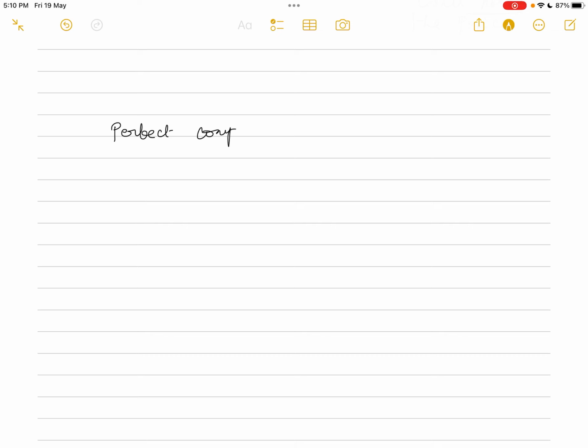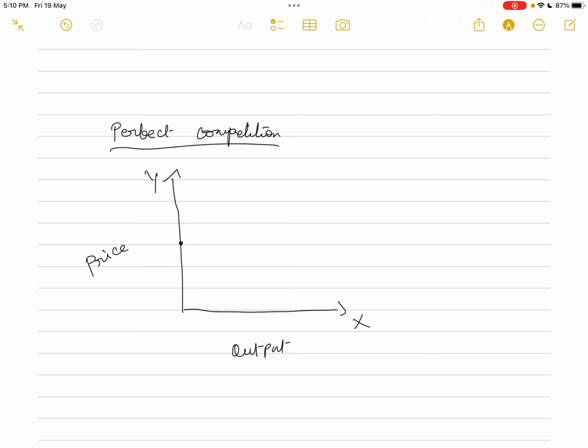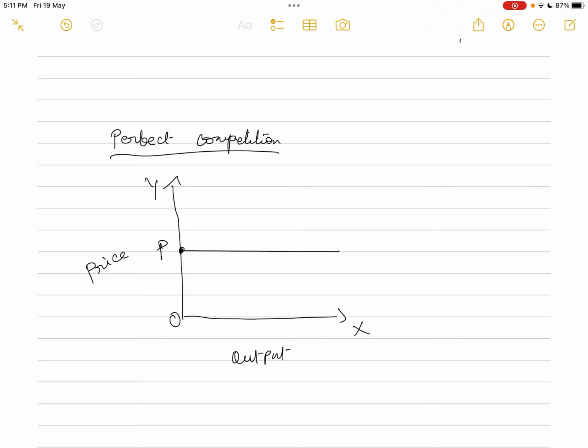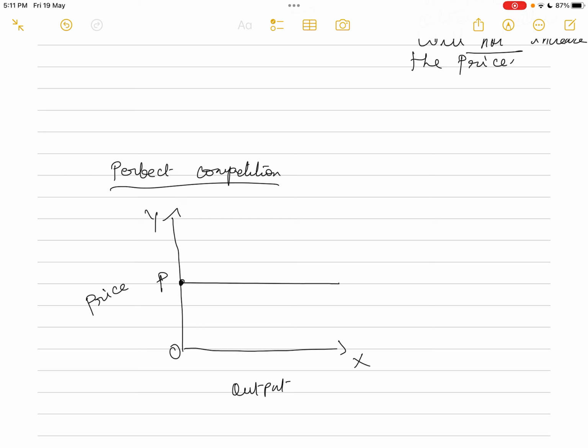See, in perfect competition, what is happening? This is the shape of the average revenue curve in perfect competition. On the x-axis we are representing output, on the y-axis we are representing price. We know that the seller cannot change the price, so the price is fixed at OP. The seller can sell any amount of commodity at this price. He can sell OQ amount, he can sell OQ1 amount of commodity. The price will not change. The seller can sell any amount of commodity at this prevailing price.